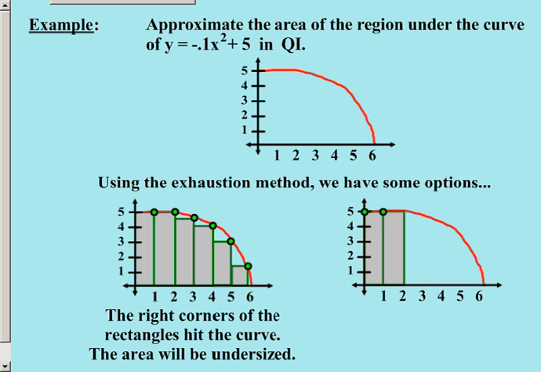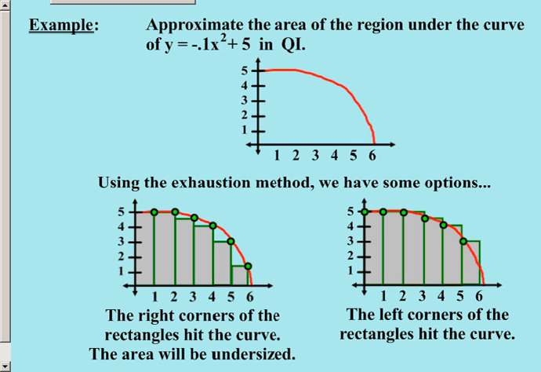On the converse of that, perhaps we could use rectangles that made contact with the left-hand corner of the rectangles. But obviously we end up with the reverse problem that we had a moment ago. In this case, the area will be oversized since our rectangles are extending out from underneath the curve.